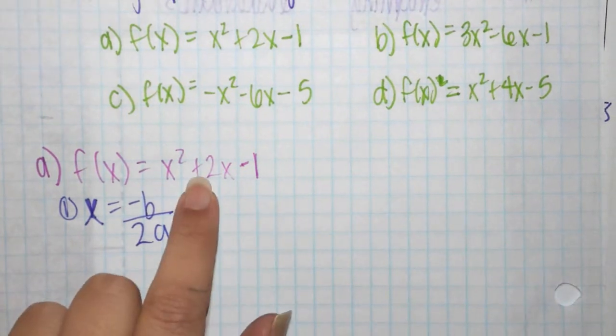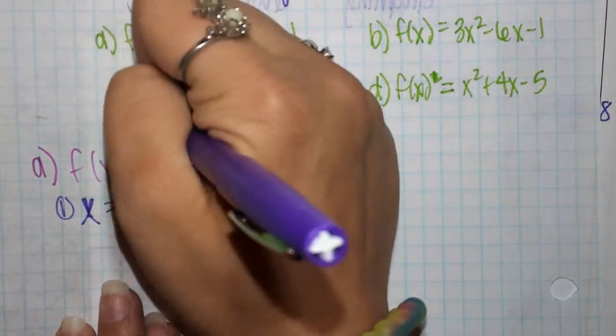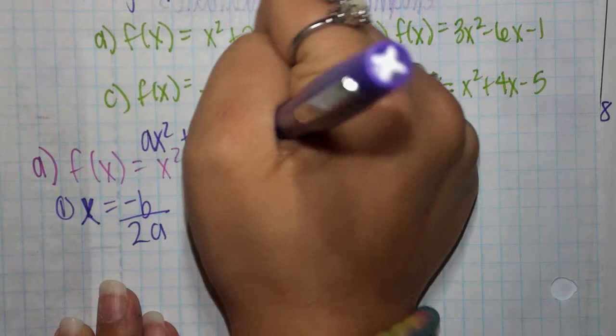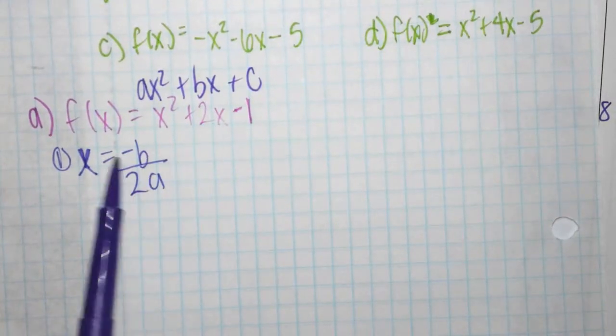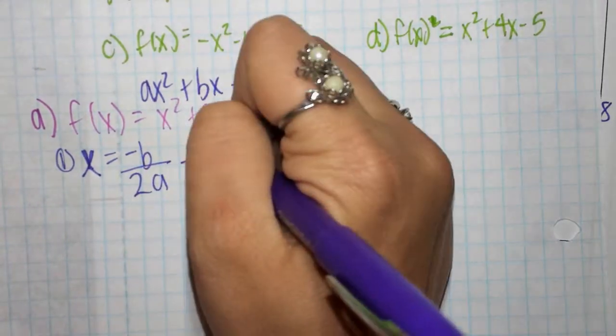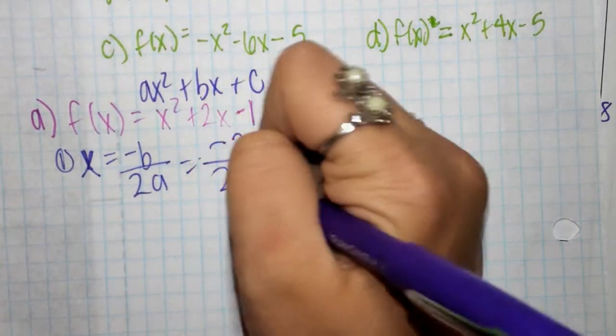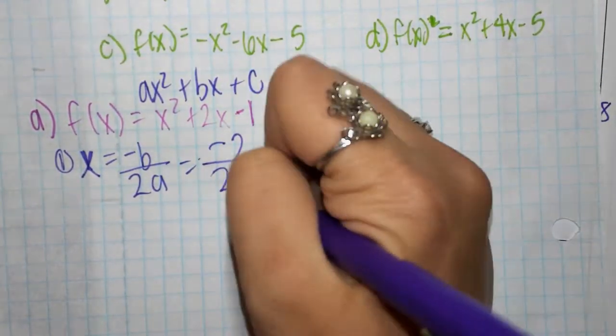Alright, so B is 2, because remember, it's AX squared plus BX plus C. So if B is 2, what's the opposite of 2? Negative 2, divided by 2 times 1. Yes, good.